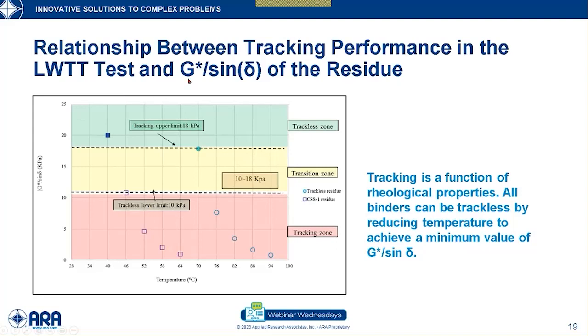So the bottom line of this slide is that all binders can be made trackless by reducing temperature so that they achieve a minimum value of G* over sine delta. If you can achieve a minimum G* over sine delta, your emulsion will be trackless at that temperature.